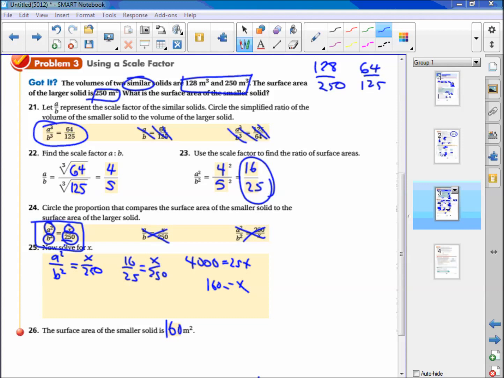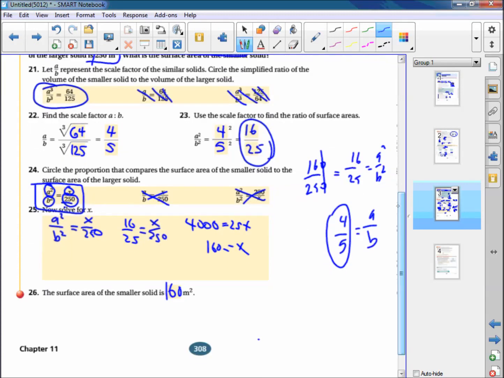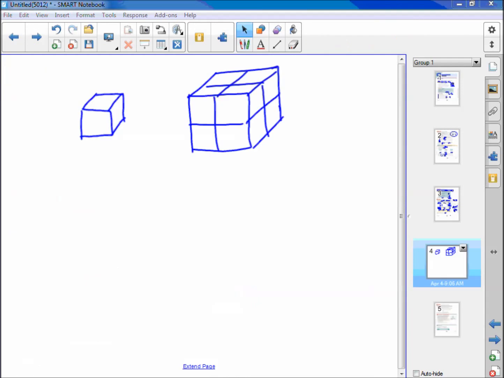We can double check that. We should be able to compare 160 to 250, and if we reduce that, it should be in the ratio of 16 to 25. And that works fine. I just mark out the zeros, and I get 16 to 25. So this is our a squared to b squared, which means that a and b in this case would be the square root of all of them, 4 and 5. And that's the ratio of our solids. All right, let's flip it over.